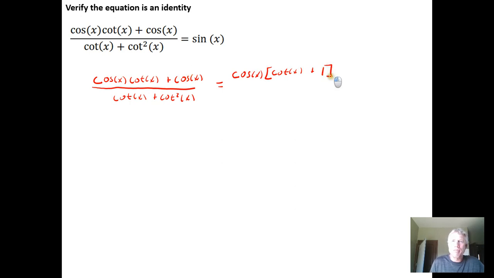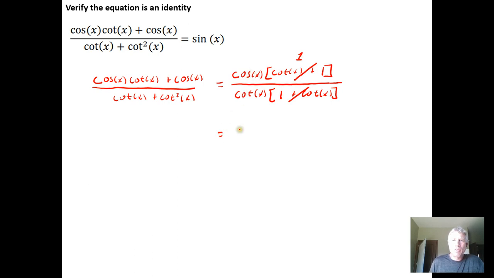And then you can always verify using distribution that what you have written here is the same as what you had previously. And then I'm going to factor a cotangent off each term in the denominator, so cotangent x times 1 plus cotangent. And then I want to recognize that addition is commutative, so cotangent plus 1 is really the same as 1 plus cotangent, so this divided by this equals 1, as long as we don't have a division by 0.